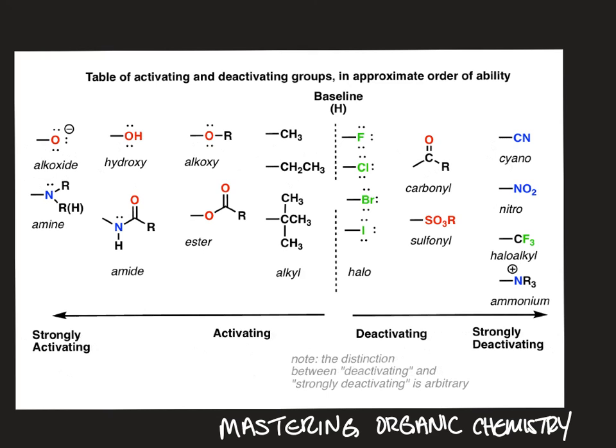Here is a good summary table of these activating and deactivating groups from Mastering Organic Chemistry website. There is a ranking, right? So we've got strongly activating all the way down to strongly deactivating. The exact cutoff is arbitrary, but this gives you a good idea. So if our baseline benzene is right here, any of the groups to the left are our activating groups. Groups to the right are the deactivating groups. And notice that we have groups that have lone pairs directly attached to the ring, plus the alkyl groups.